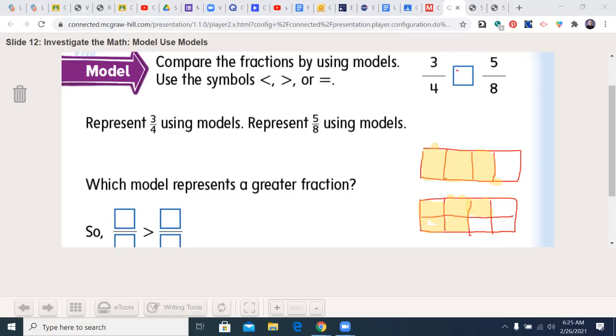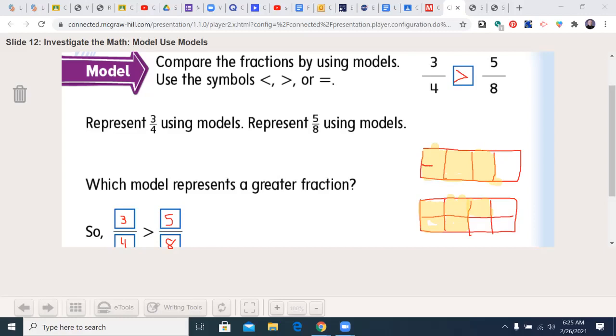Right now, you would look at it and say, well, 3/4 is larger. 1, 2, 3. This part isn't colored in. It's not quite the same. So 3/4 is greater than 5/8. But Mr. Ireland, 5 is greater than 3. What are you doing? Well, I needed to get equivalent fractions. And that's kind of what we're doing today.